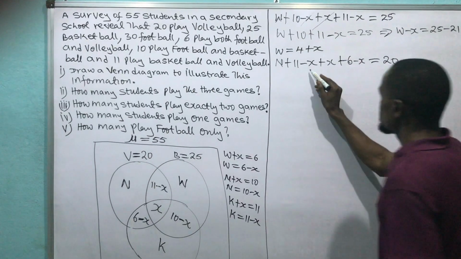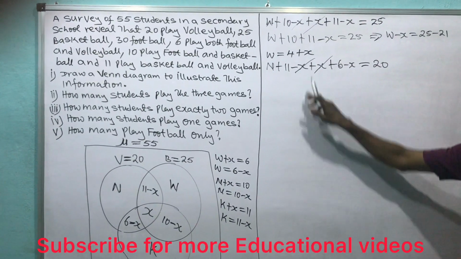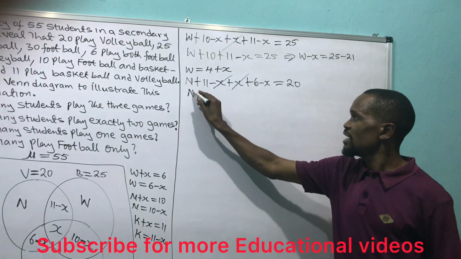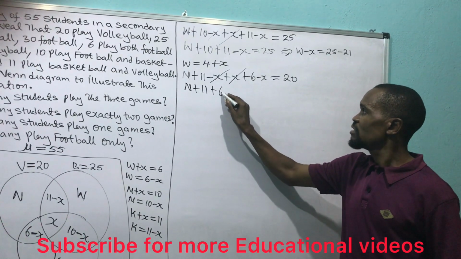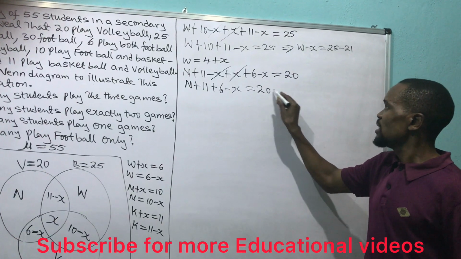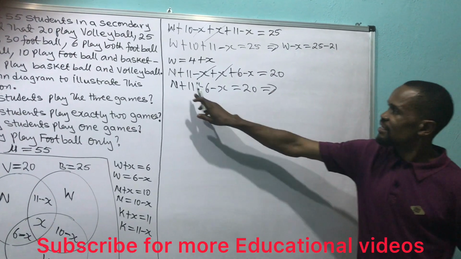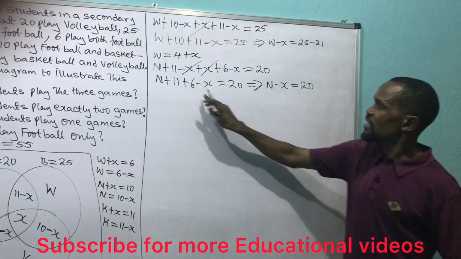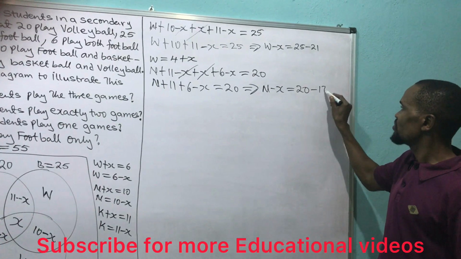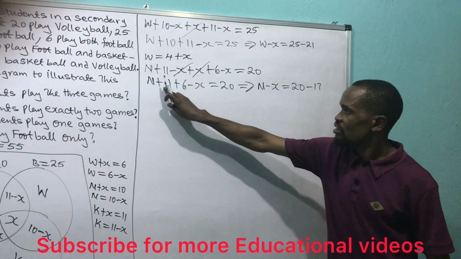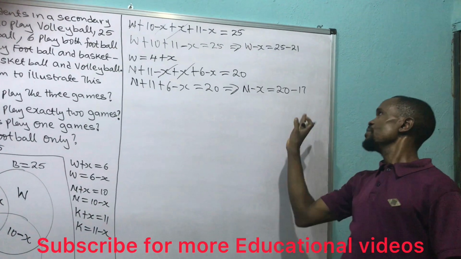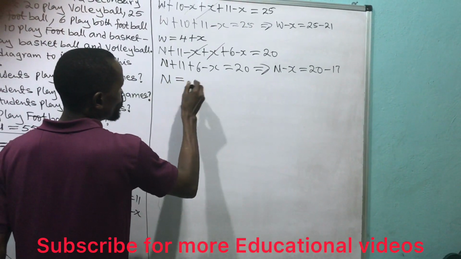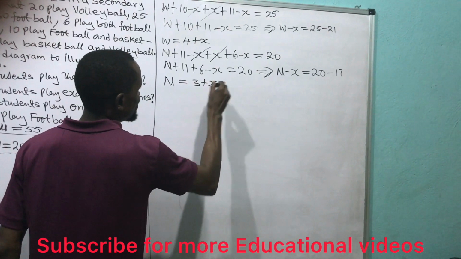Then I can say that minus X plus X is gone. What I'm going to have here is N plus 11 plus 6 minus X equals 20. Then this implies that N minus X is equal to 20 minus 17. This plus 6 plus 11 is 17. Going over there it becomes minus 17. Therefore, I can now say that my N is equal to 3 plus X.